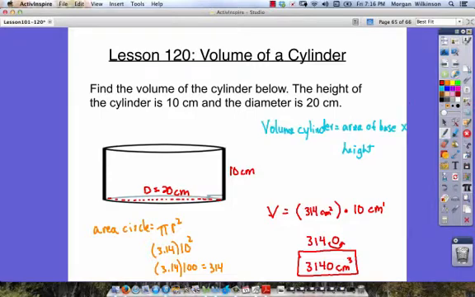The key thing here is this volume of a cylinder formula. The volume of a cylinder is always equal to the area of the base times the height. Make sure you get that in your notes, because we're going to continue practicing that as we move on to our pre-algebra textbook.